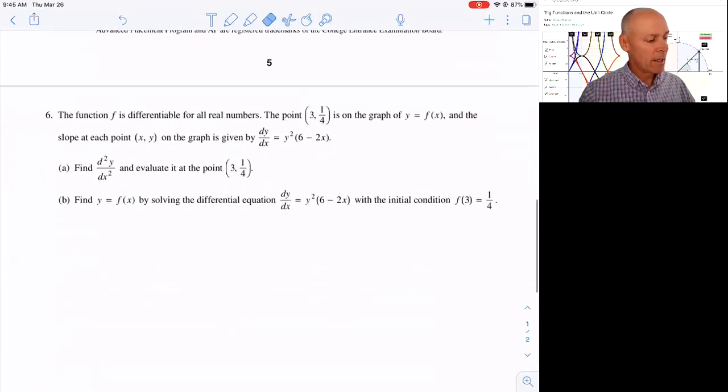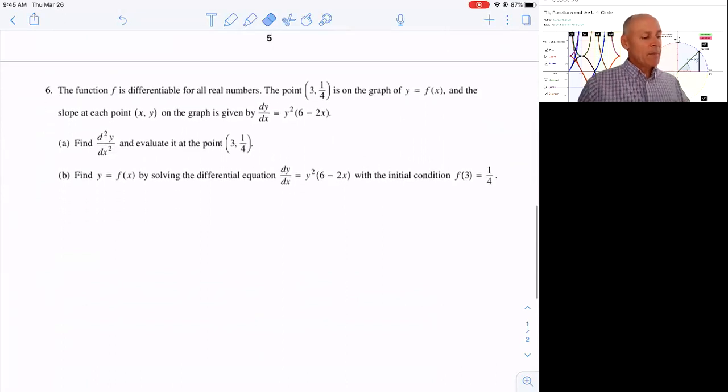Copied it here on the next page. And all three of these are no calculator problems. So here we go. The function f is differentiable for all real numbers. The point (3, 1/4) is on the graph of y equals f of x. And the slope at each point (x, y) on the graph is given by the differential equation dy/dx equals y squared times the quantity 6 minus 2x.